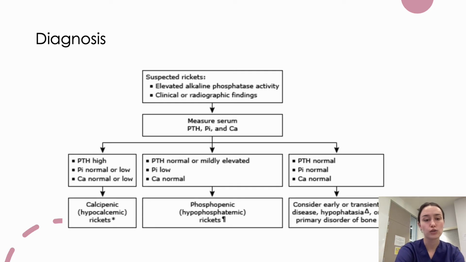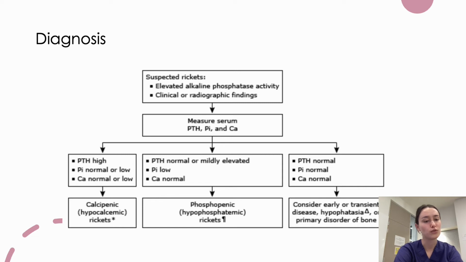So how we diagnose rickets. If we suspect rickets, you can do alkaline phosphatase activity, and then you'll do some plain radiographs. You also want to measure the parathyroid hormone level, phosphate level, and calcium level to determine what's driving the rickets. So if the parathyroid hormone is high, we can imagine that's because our calcium is low.